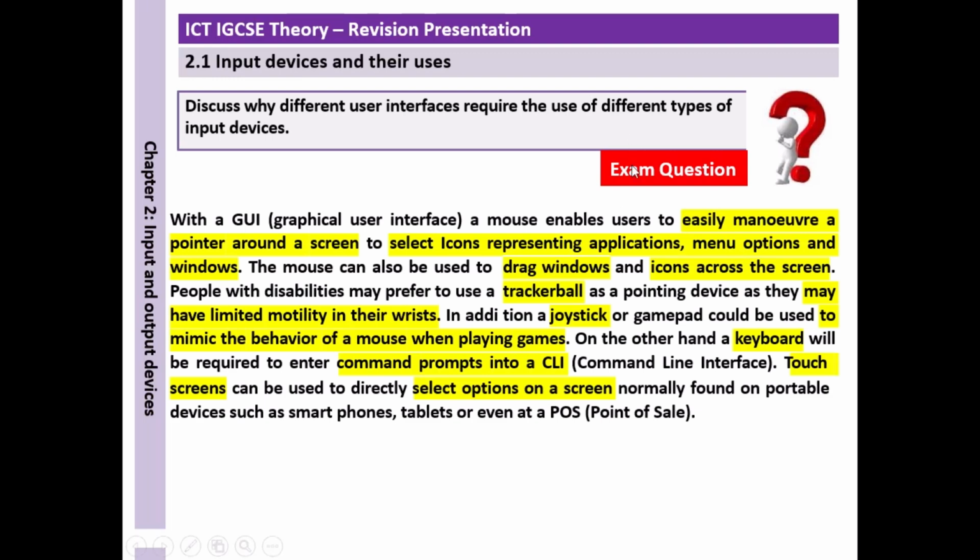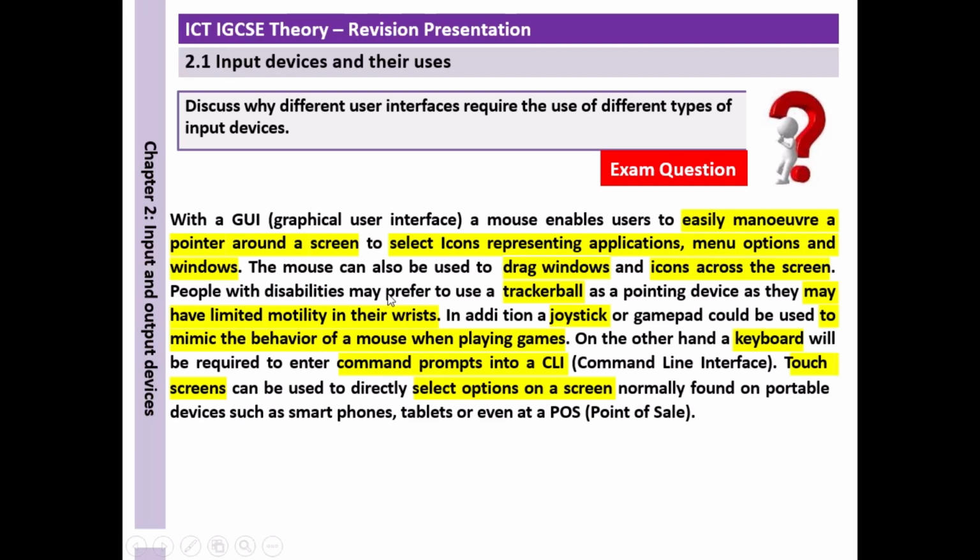So this is an exam question. Discuss why different user interfaces require the use of different types of input devices. With a graphic user interface, a mouse enables users to easily maneuver a pointer around the screen to select icons representing applications, menu options, and windows. The mouse can be used to drag windows and icons across the screen.